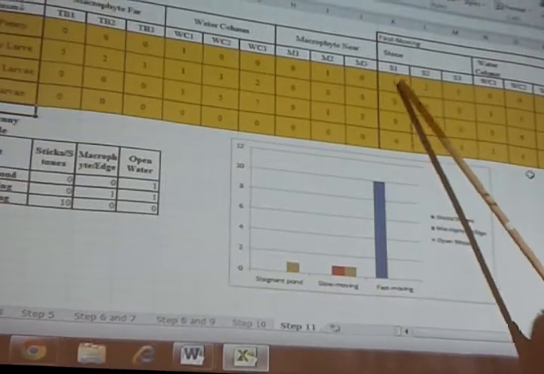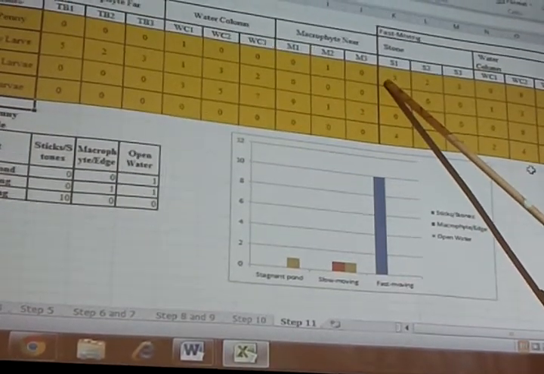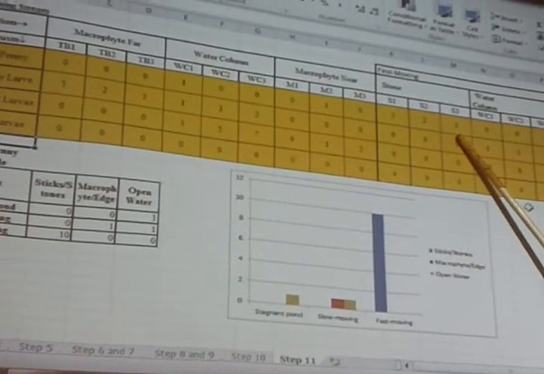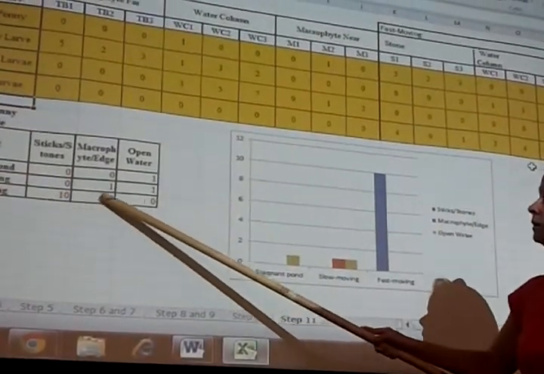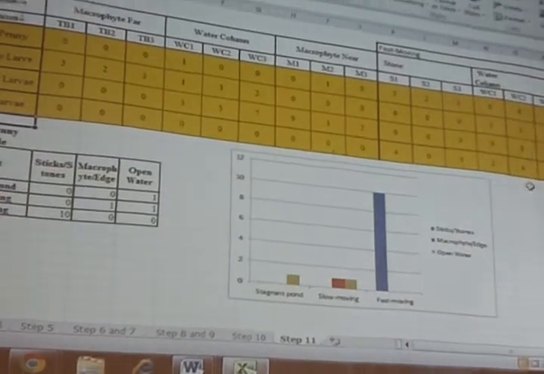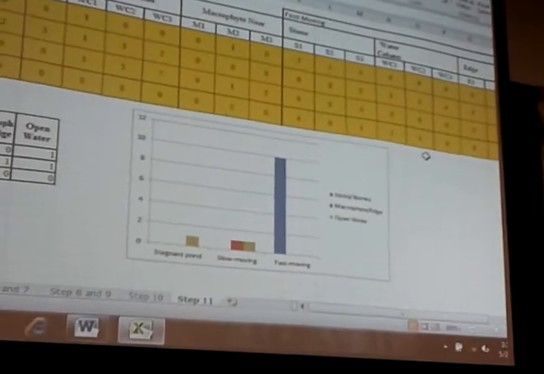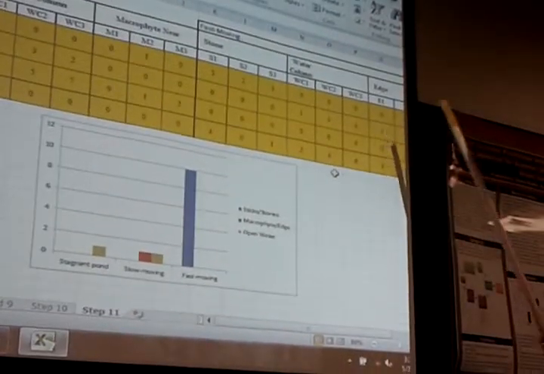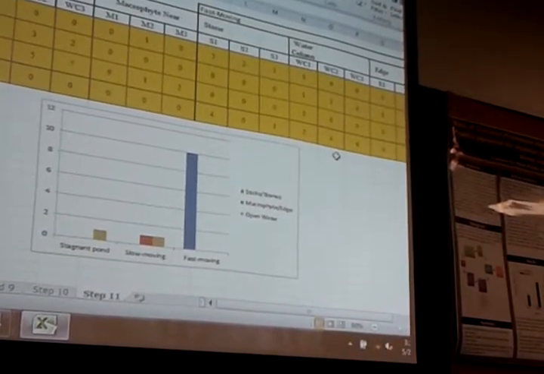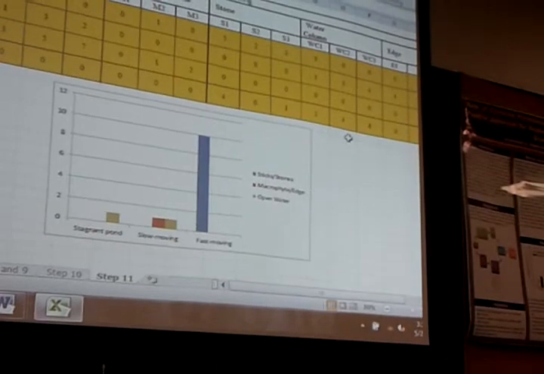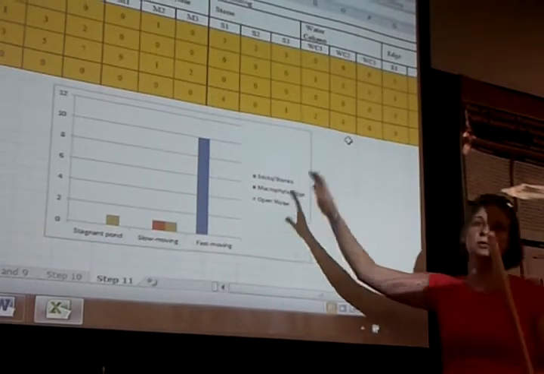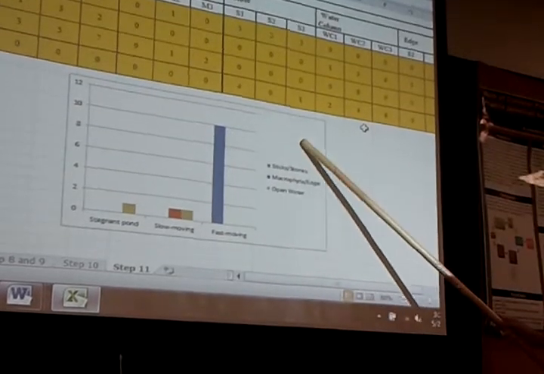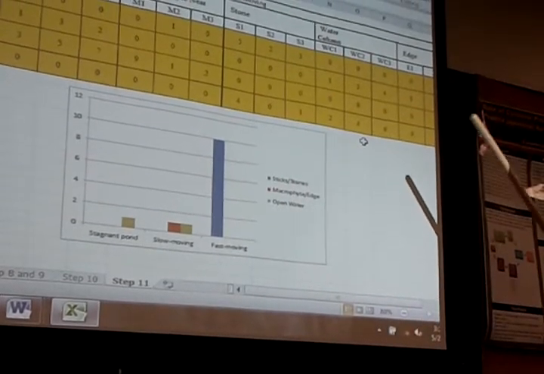Again, for fast moving, how many water pennies do we have in our fast moving for stone? We've got 10. Goes right here. For macrophyte/edge, it's over there, but trust me, it's 0. And then our water column, we have 0. Okay? And this is again just for water pennies. You have to do this for all 4. What you want to do is create a graph based off of that.